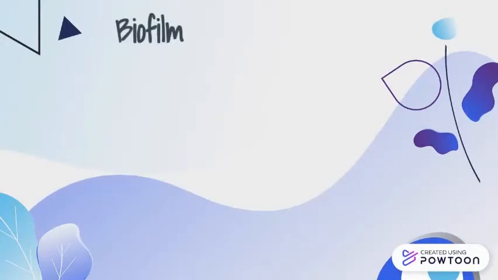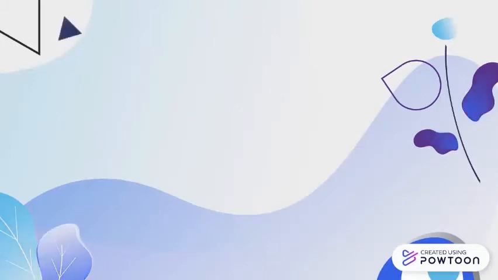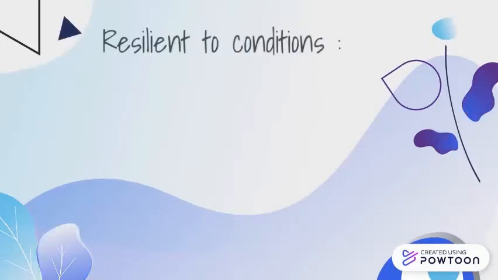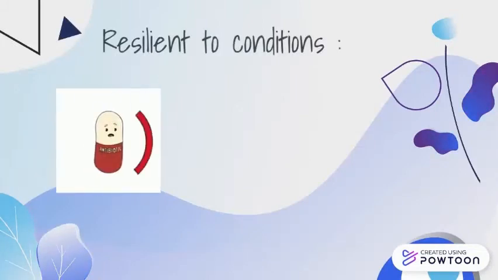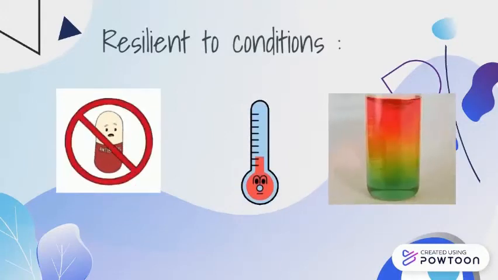Biofilm is a 3D network of bacteria enclosed in a self-generated extracellular polymeric matrix composed of proteins, lipids, polysaccharides, and nucleic acids. The presence of this matrix enables the biofilms to be resilient to adverse conditions, including the presence of antibiotics, high temperature, or changes in the pH.